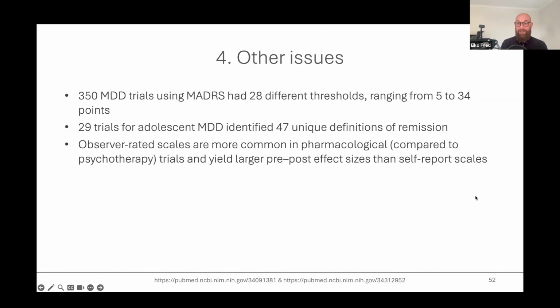Antidepressant trials use observer-rated scales more commonly. Psychotherapeutic trials use patient-rated scales, and there is a fundamental bias in that observer-rated scales have larger effect sizes. So this means we overestimate antidepressant efficacy and underestimate psychotherapy efficacy in systematic reviews. And I'm not aware of a way to correct for this. Yeah, another really big issue.